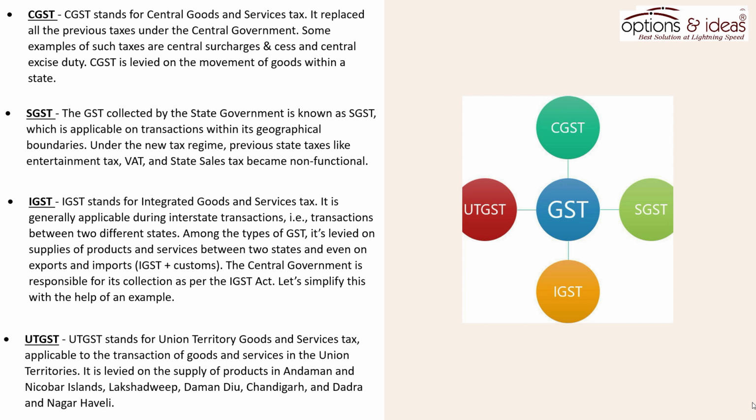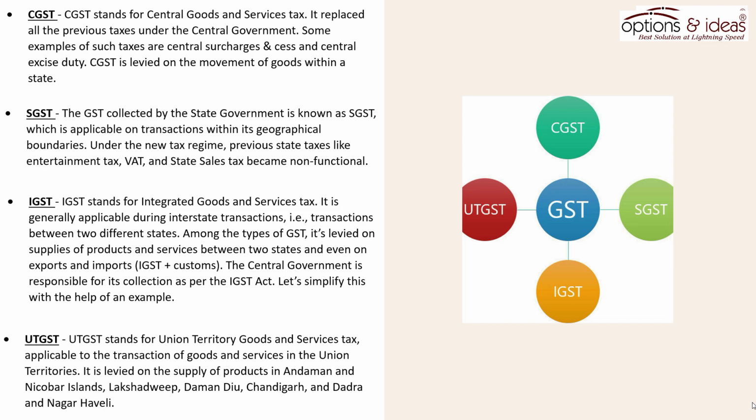IGST stands for Integrated Goods and Services Tax. It is generally applicable during interstate transactions, i.e., transactions between two different states. Among the types of GST, it is levied on supplies of products and services between two states and even on exports and imports, IGST plus customs. The central government is responsible for its collection as per the IGST Act. Let's simplify this with the help of an example.